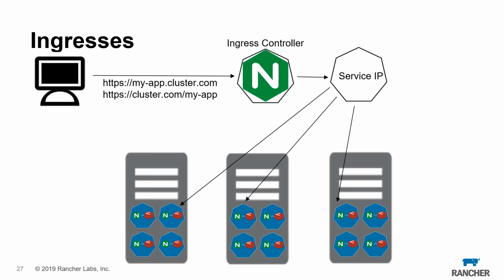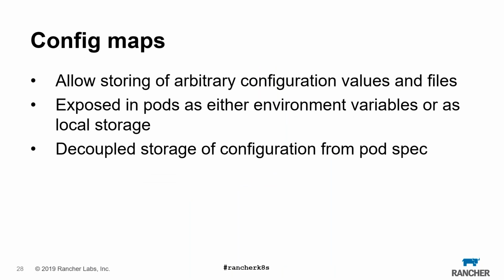And it might work like this. So we have myapp.cluster.com or cluster.com/myapp that goes through an ingress controller. In this case, this is the Nginx ingress controller. There's, like I said, Traefik. There's a bunch of other ones. There's HAProxy, and then that points to a backend service, the services we talked about earlier. And then from there, it works the same way that all the services work.